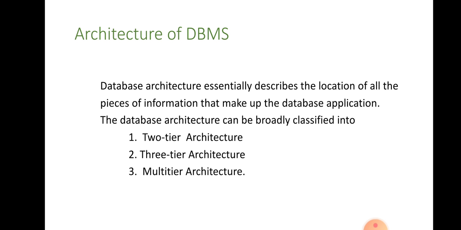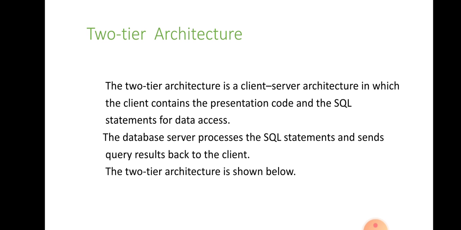Now the architecture of the DBMS is an essential description of the location of the pieces of information that makes the database application. And these are three types: two-tier architecture, three-tier architecture, and multi-tier architecture. The two-tier architecture is also known as client-server architecture, in which the client contains the presentation code and the SQL statements, and the server processes the SQL statements and sends the result to the client or user.